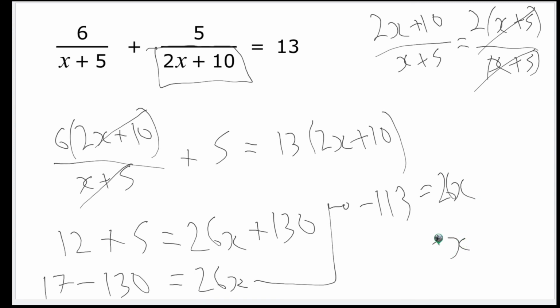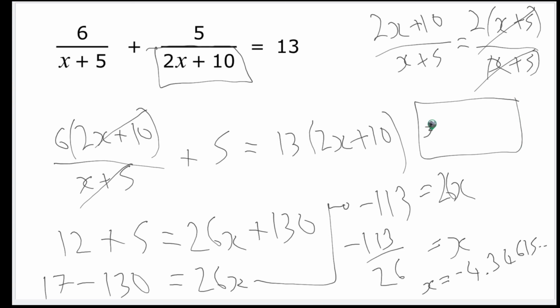Therefore x, and you're going to need your calculator for this, is going to be equal to minus 113 over 26. That gives a non-integer answer. That gives x is equal to minus 4.34615. Keeps on going. So for the answer there, round it to 3 significant figures, x is equal to minus 4.35. If you put your rounded answer in to check it, it's not going to give you exactly 13, it should give you close to 13.